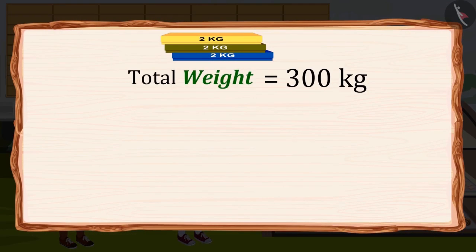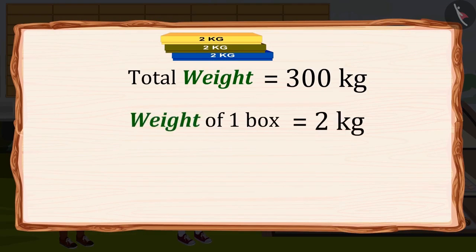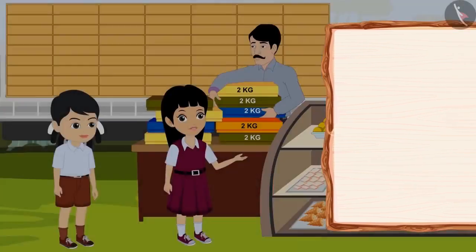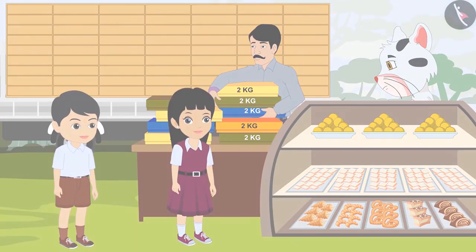The total weight of the boxes is 300 kilograms. The weight of one box is 2 kilograms. We will divide the total weight, that is 300 kilograms, by the weight of one box, that is 2 kilograms. So we will get to know how many boxes will be needed to fill all these sweets. Total sweets weight 300 kilograms divided by 2 kilograms equals 150. That means I order 150 boxes. Oh wow, that was so easy.